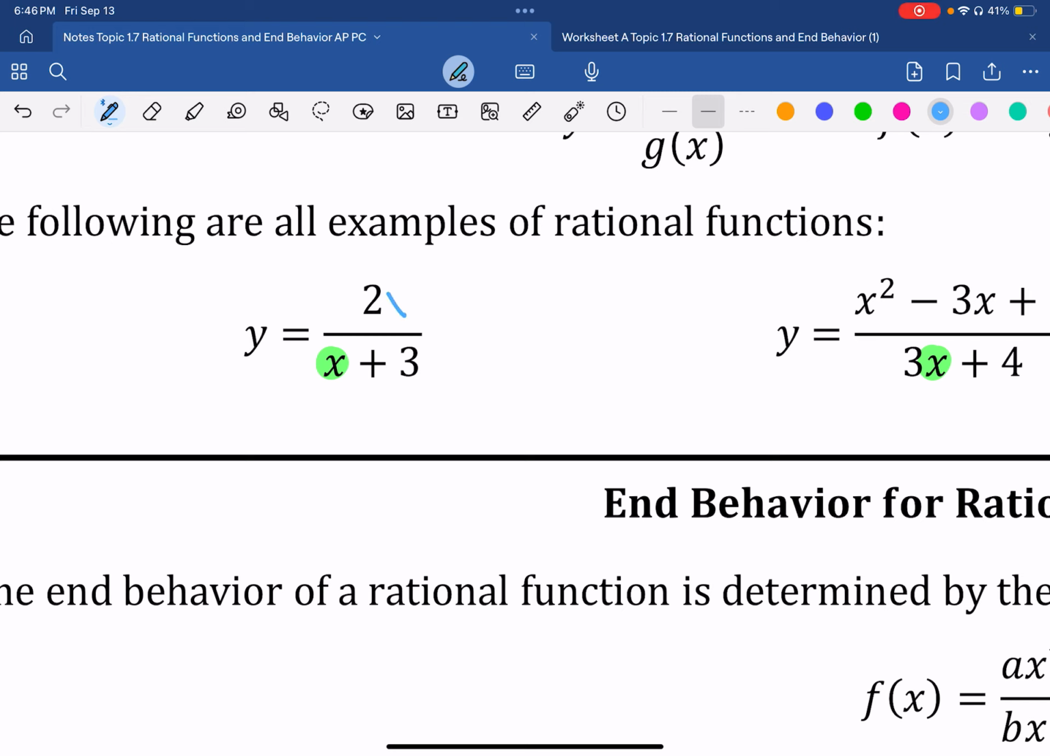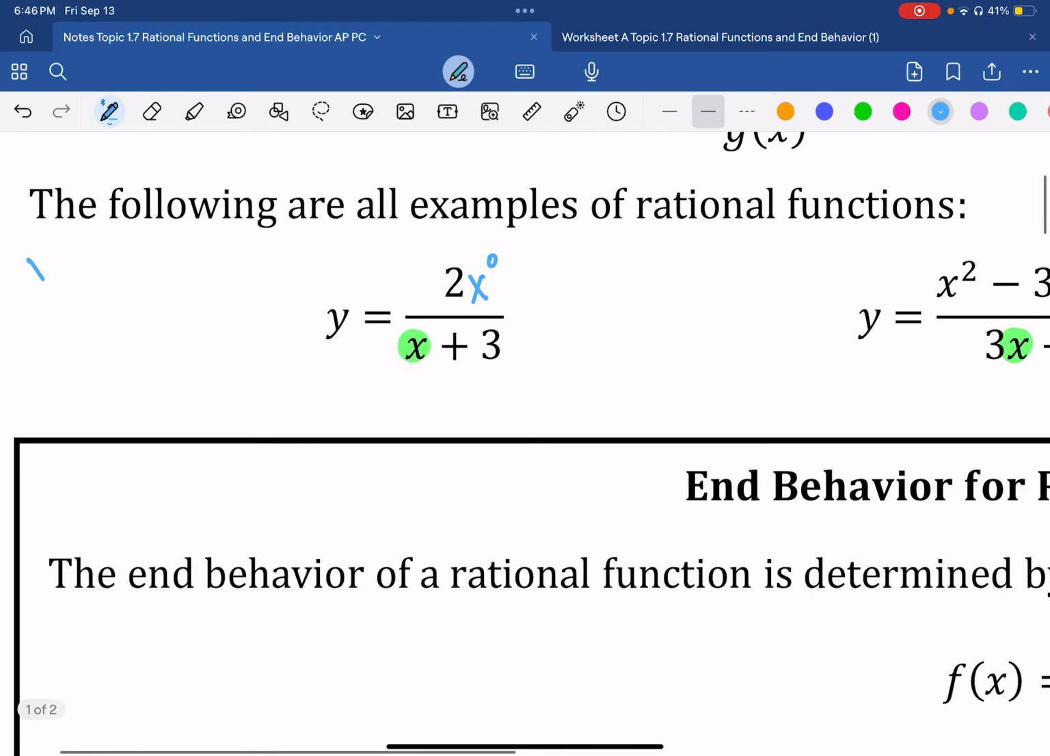There's an imaginary x to the power of 0 here. So remember that anything that is raised to the power of 0 always equals 1. So x to the power of 0 equals 1. So this is really 2 times 1, which is equal to 2, which is what we started with. At first, all we had was 2. But because in today's lesson you're going to want to know what the degree is, it is helpful to know that all whole numbers are multiplied by an imaginary x to the power of 0. And then in the denominator, if you have x to the power of 1, that's the same thing as saying x. So this is raised to the power of 1.